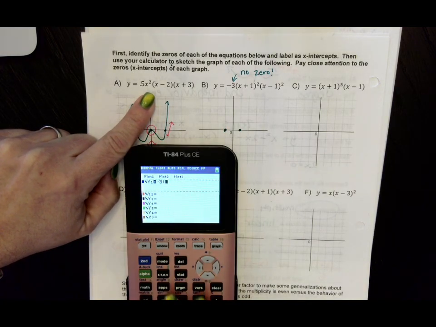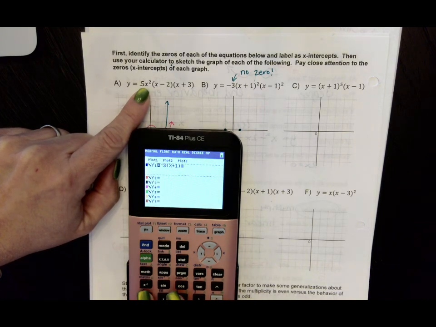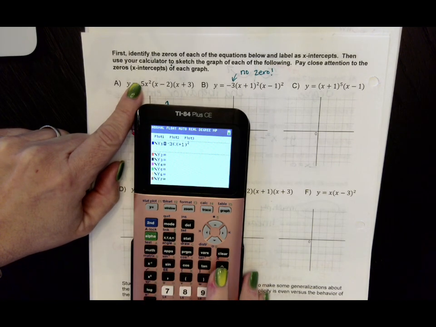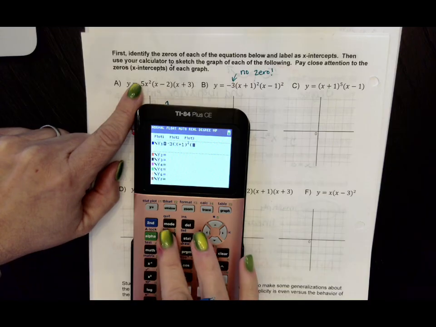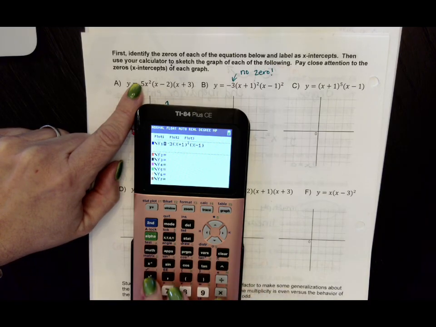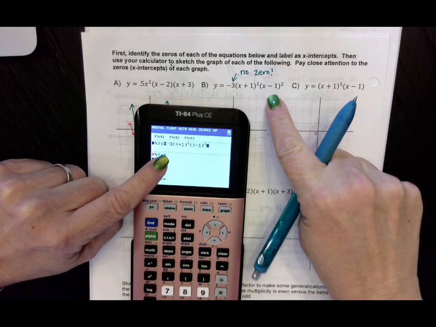-3, x plus 1, and now I'm going to square that. So here I hit the square button. And then I'm going to have x minus 1, and I'm going to hit the square button again. Okay, so this looks like this. Now I hit enter.